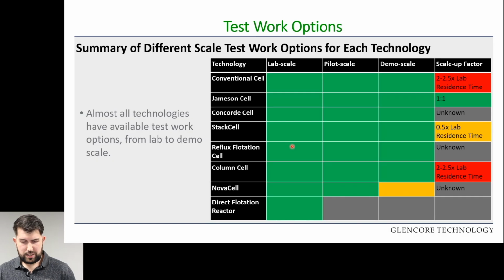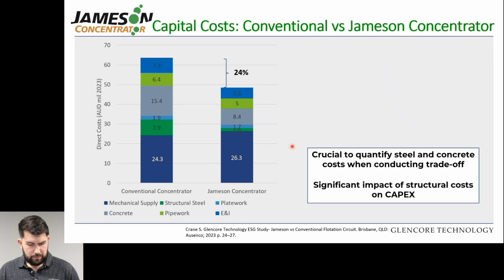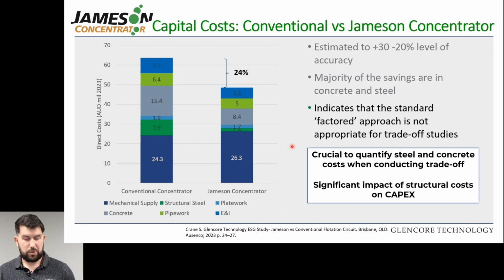So now that we've compared each technology, we want to drill down a little bit more into the comparison with the Jameson cell and also back up what we've said so far in this presentation. We looked at an independent study conducted by Azenco, which compared capital costs of a conventional mechanical flotation circuit and a Jameson concentrator. What they found was that there was a 24% reduction in capital costs when you factored in total installed costs. This is due to the footprint reduction and reduction in concrete and steel.